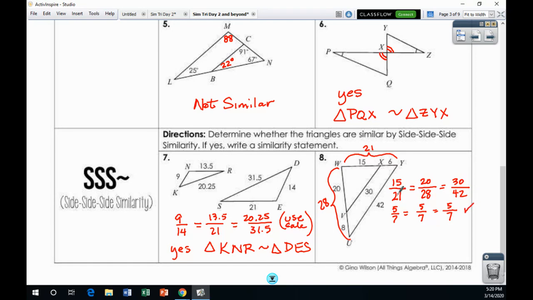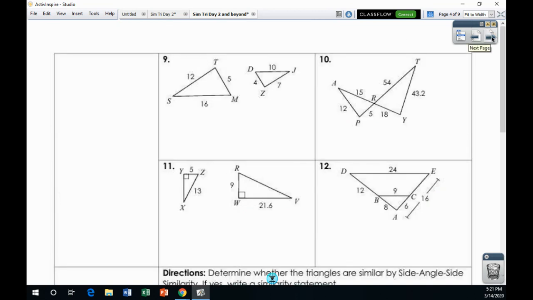Now, could you have just plugged in 15 over 21, 20 over 28, and 30 over 42? Have you done the divisions for those? Sure. If you want to use your calculator, just divide those. Reducing is not your bag. Then do that. Reduce them in the calculator. So this would be a yes. So triangle, let's take the little guy, WXV, should be similar to the big triangle, which is WUY. All right, on the next page, we got 4 more here.